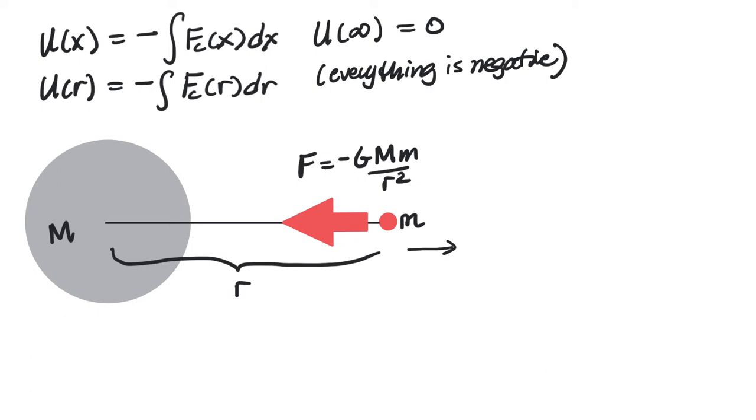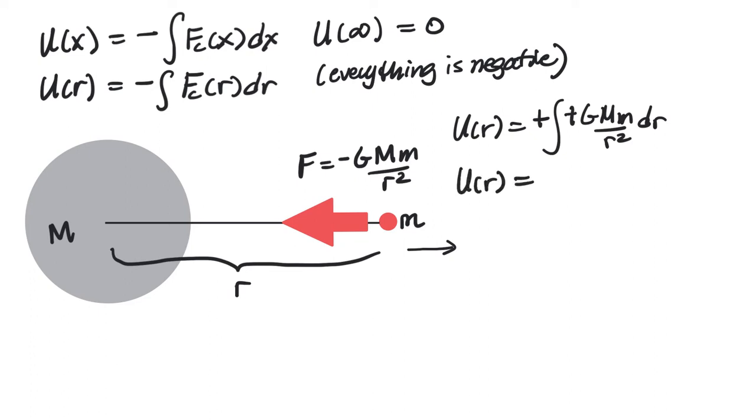All right, so u of infinity we're defining as 0, and u of r is negative the integral of fc of r dr. So let's slap on our integral. We're going to have a ton of negative signs. U of r is negative the integral, and the force, remember, is negative GMm over r squared dr. So those two negatives are going to go away. And now we can pull the constants out. So u of r equals GMm the integral of r to the negative 2 dr.